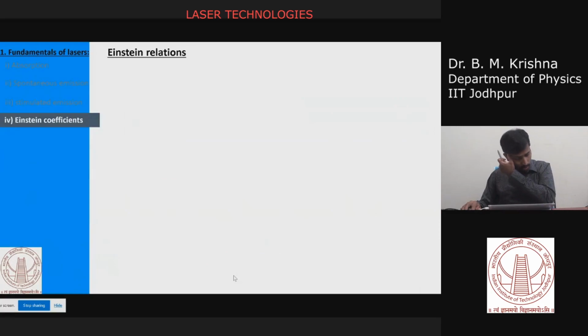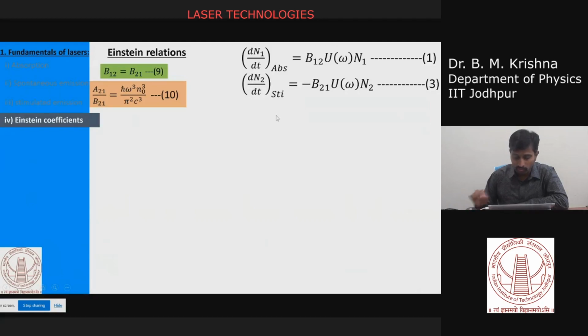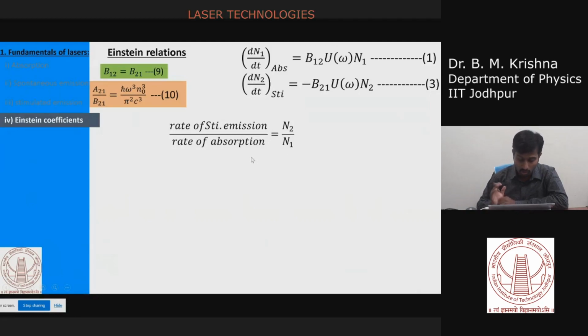Now you have the Einstein relations. Now I will talk about the rate equation for absorption and the rate equation for stimulated emission. We find the rate of stimulated emission over the rate of absorption. Previously we talked about stimulated emission versus spontaneous emission. Now we are going to talk about stimulated emission versus absorption. If you take the ratio of these two, it gives you n2 by n1. I am dividing equation 2 by equation 1.